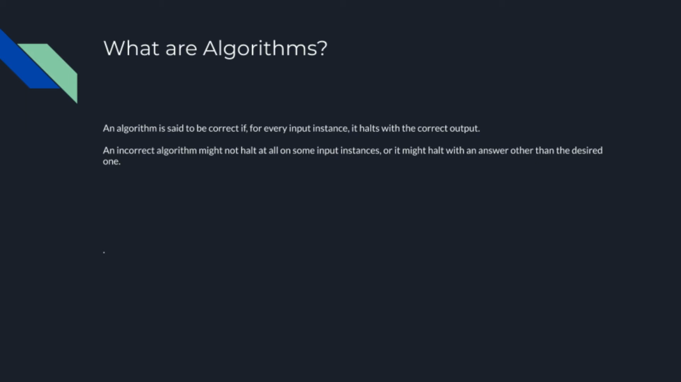An incorrect algorithm might not halt at all on some input instances, or it might halt with an answer other than the desired one. Contrary to what one might expect, incorrect algorithms can sometimes be useful if their error rate can be controlled.